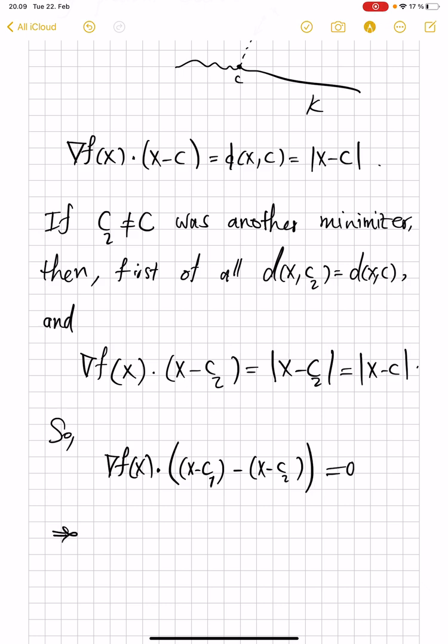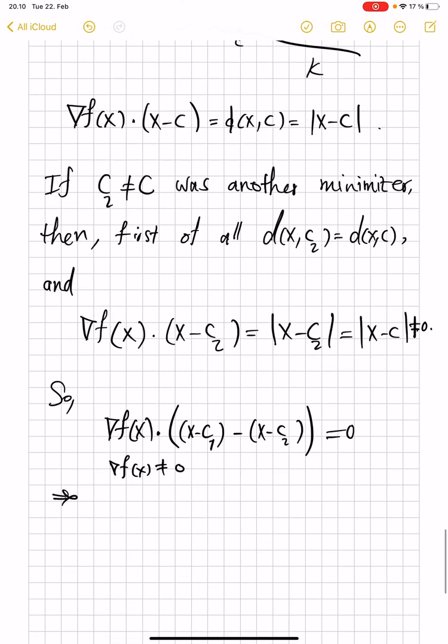But this shows that, okay, we know that the gradient of f at x is not 0 because of this. Therefore, you're dotting a vector into another vector and you get 0, and one of them is non-zero. I wish to say that then x minus c2 must be equal to x minus c1, but I have to rule out that it is perpendicular to the gradient of f.